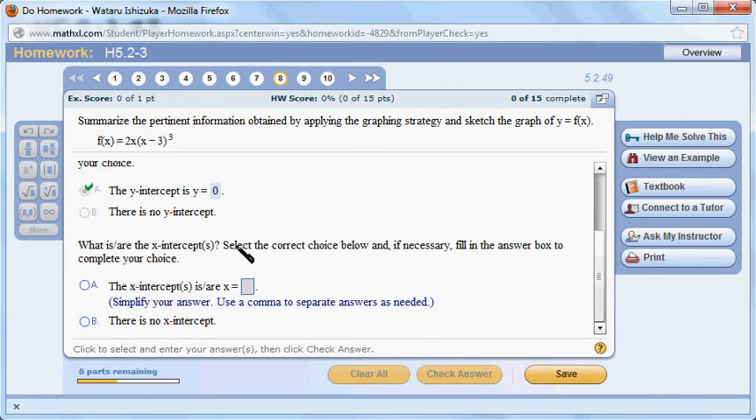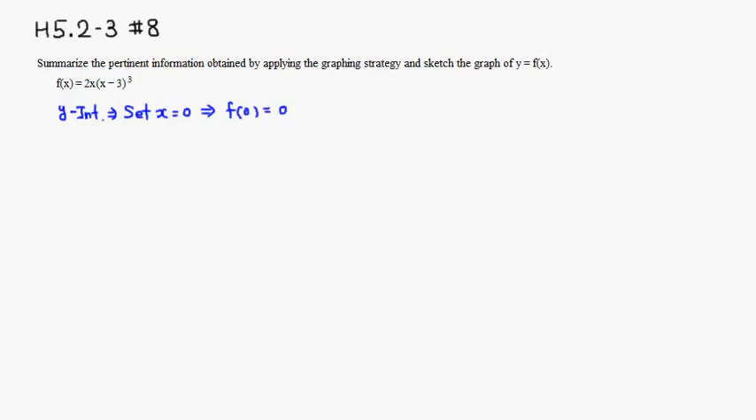Alright, next, the x-intercepts. If you want to find x-intercepts, we're going to set y equal to 0, which means that we're going to set the whole function equal to 0. So you have 2x times x minus 3 cubed is equal to 0.